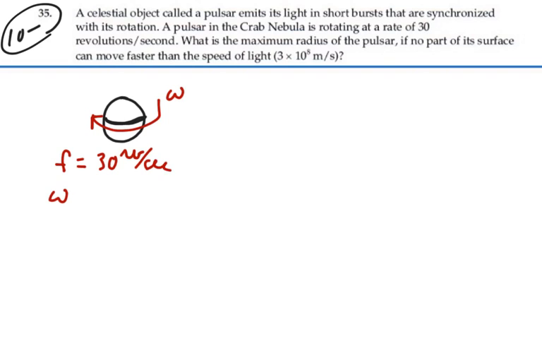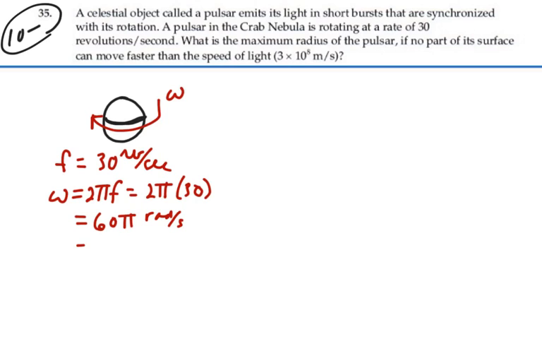So its angular frequency, which is 2 pi times the frequency, will be 2 pi radians per revolution times 30 revolutions per second. So that will give us 60 pi radians per second, or if we multiply that out, 188.5 radians per second for the angular velocity.